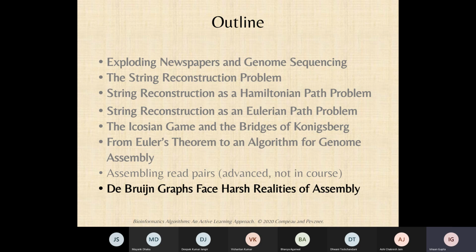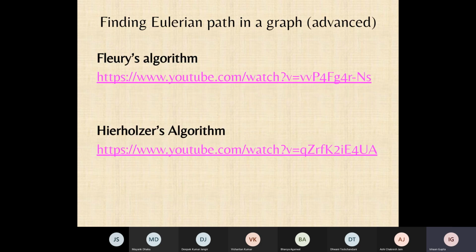So today I'm going to talk about how so far the things that I've talked to you about are in the context of assuming certain things about how the DNA sequencing will happen. But these assumptions are not always holding true, and I'm going to talk about how to actually deal with these things when the assumptions are not holding true. Before that, I'll quickly discuss how you find the Eulerian path. I think Vishantan asked last time.